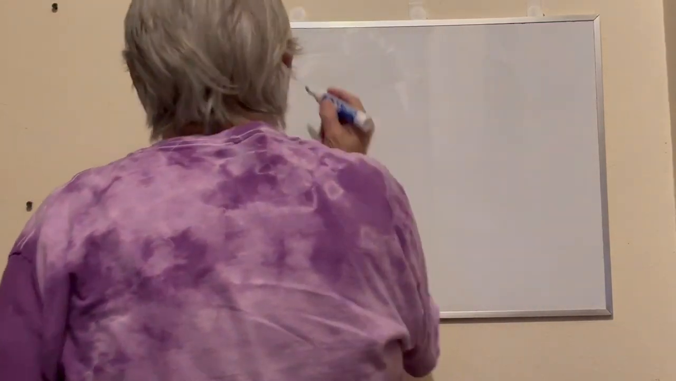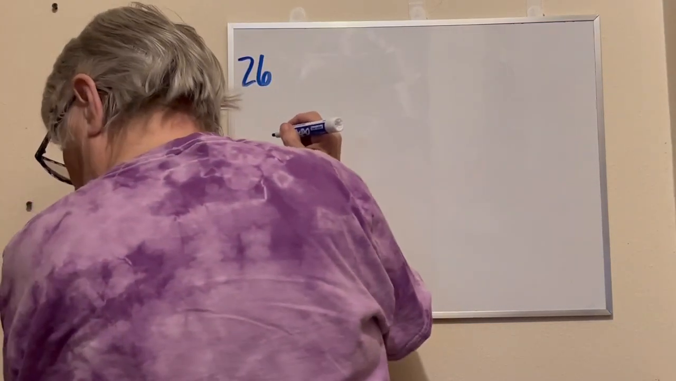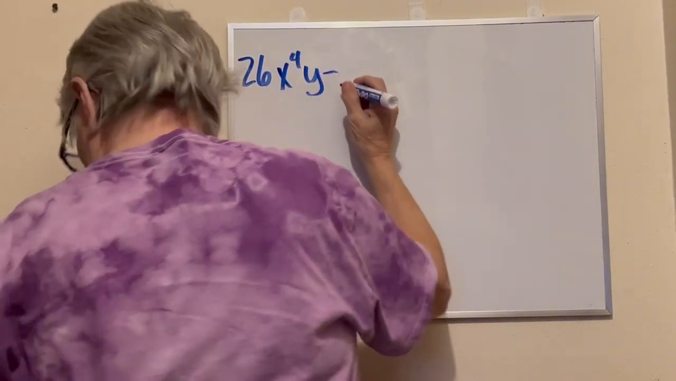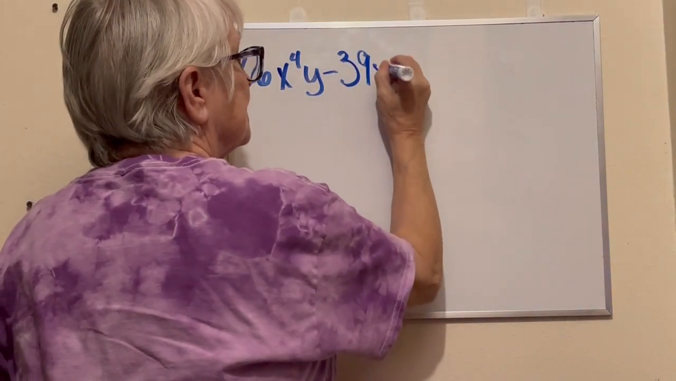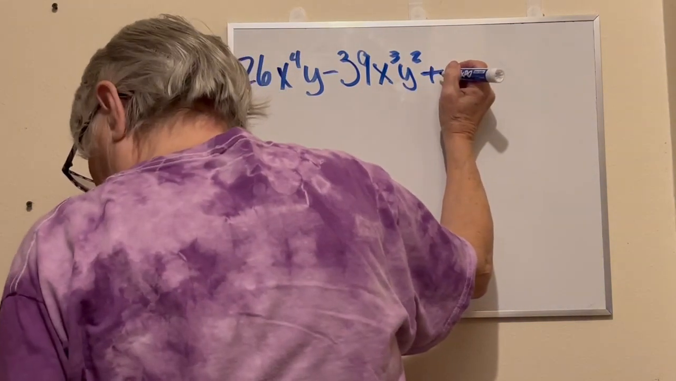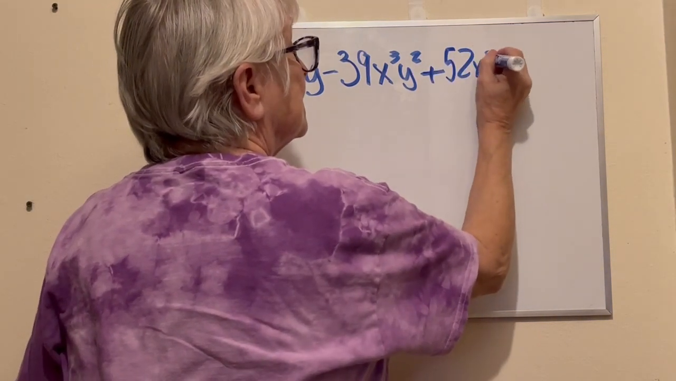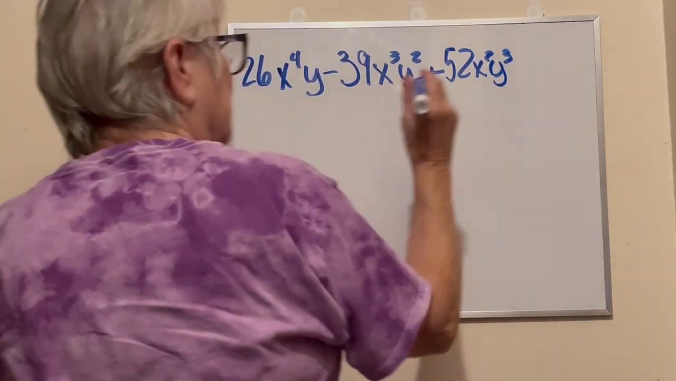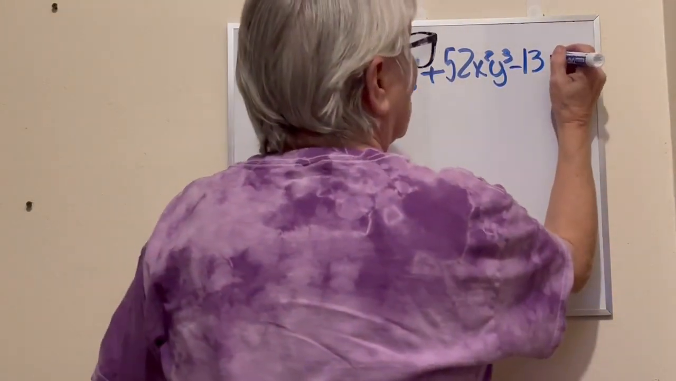Okay. I picked this one because it looks awful, but it's not so bad. 26x4y minus 39x3y2 plus 52x2y3. Uh-oh, I'm going to have to write really small. Minus 13xy4.